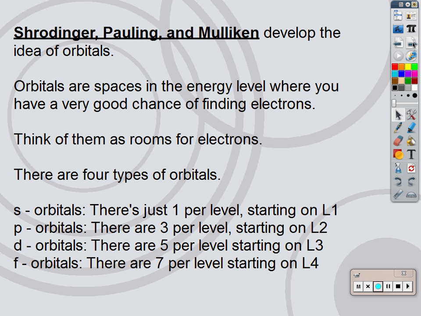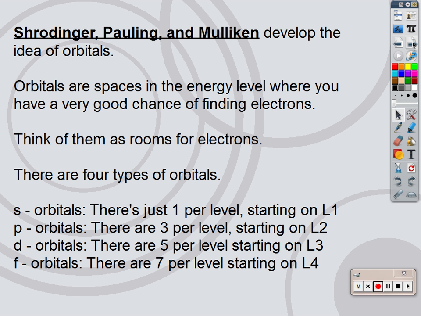They're the biggest orbitals. P orbitals are a little bit smaller. There are 3 p orbitals on every level, starting on level 2. In other words, level 1 does not have any p orbitals. They start on level number 2. There's 3 per level, 3 of those little compartments that we label p. D orbitals are smaller still. There are 5 of those on each level, starting at level 3. So again, level 1 and level 2 do not have d orbitals. It's not until you get to level 3.